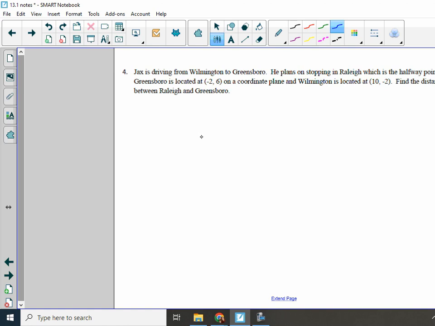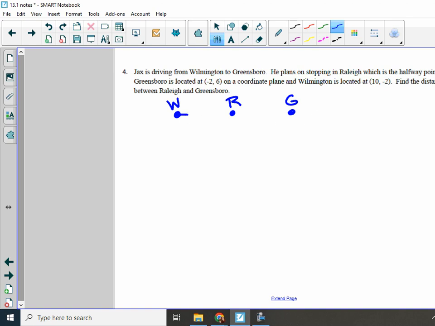Okay, we got Jax is driving from Wilmington to Greensboro. He plans on stopping in Raleigh, which is the halfway point. All right, so I'm going to go ahead and sketch out a little picture. Where's he going? Raleigh. Okay, so he's starting in Wilmington, right? Then where's he going? Halfway to Raleigh, and then on to Greensboro. We okay with this, the order?